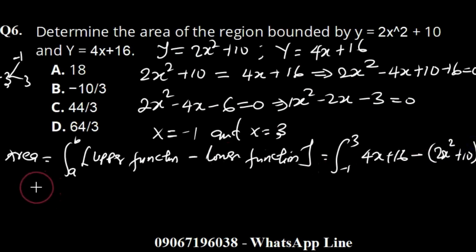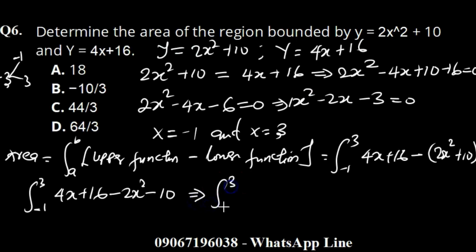So if we move on further from this, it is going to give us the integral from minus 1 to 3 of 4x plus 16. If we open that bracket, that's going to give us minus 2x squared and then minus 10. Don't forget that this is going to be dx, okay? All of that is going to give us dx.